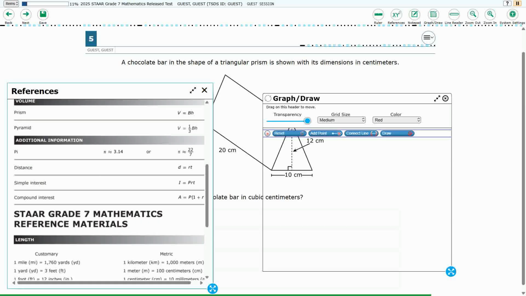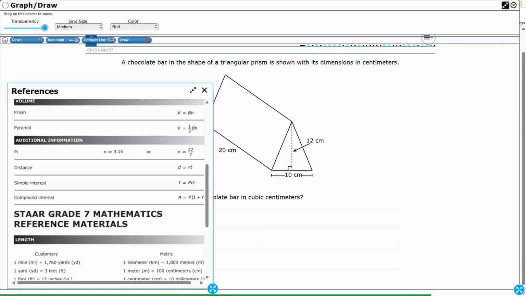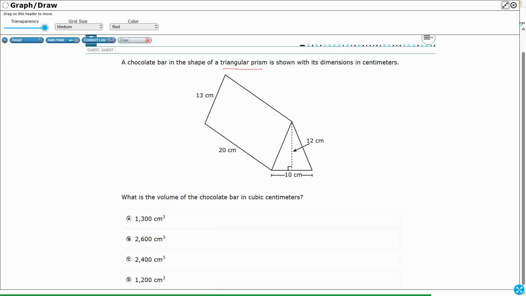Now, we need to be able to recognize that this is a triangular prism. They do give that name to us right here in the actual problem, but if not, we need to know that a prism is a three-dimensional shape that's got two bases that are identical polygons, like two triangles, two rectangles, two hexagons, whatever. And it's simply going to be base times height, okay? So V equals base times height.